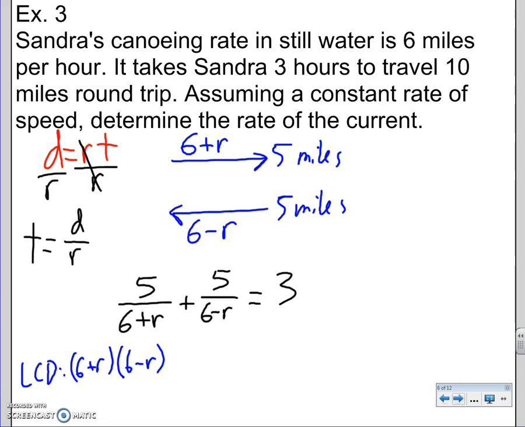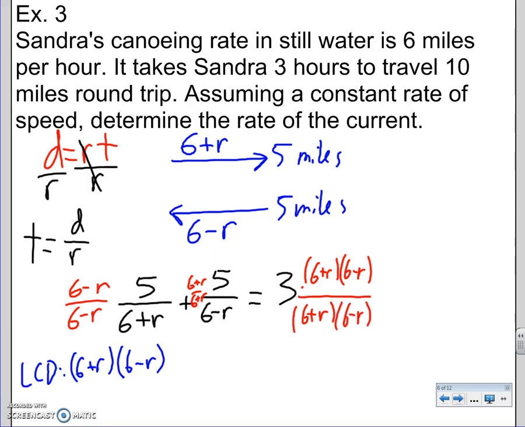So let's fix everything. This left fraction, I just have to multiply by 6 minus r over 6 minus r. This other fraction, I multiply by 6 plus r over 6 plus r. And this 3, I multiply by both: 6 plus r, 6 minus r, all over 6 plus r, 6 minus r. Alright, find our restrictions. Well, let's see. r cannot be negative 6 or positive 6. Otherwise, you have a divide by 0. Alright, ignore the bottom. So this bottom's now gone. This bottom's now gone. And this bottom's now gone.